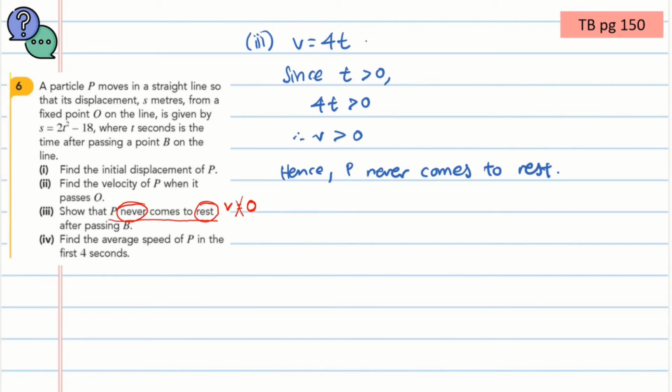In part 2, we already know our velocity function, which is v equals 4t. We understand that time will always be more than 0. So since time is always more than 0, your 4t must always be more than 0. That means your velocity is always more than 0. Hence, P actually never comes to rest, because velocity being more than 0 means that it's always moving. So therefore I've proven that P never comes to rest.